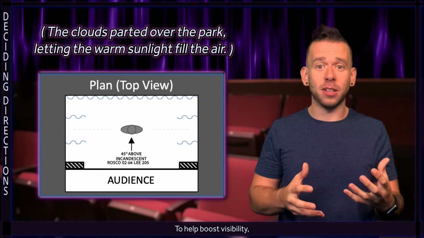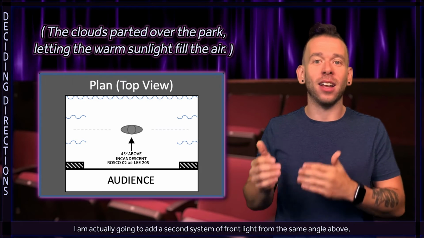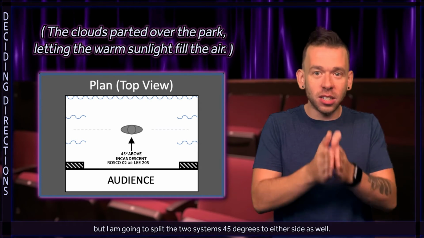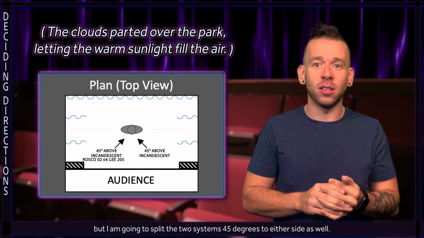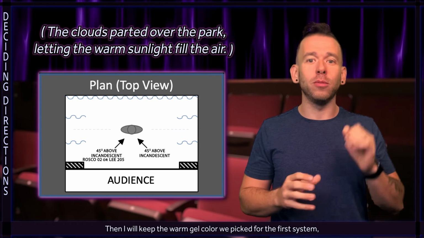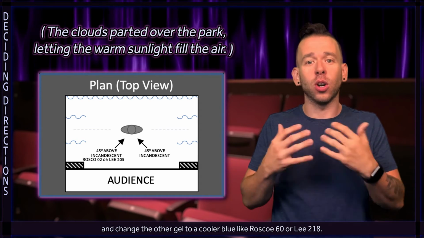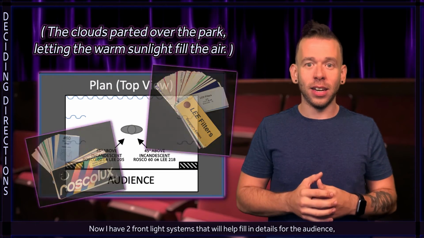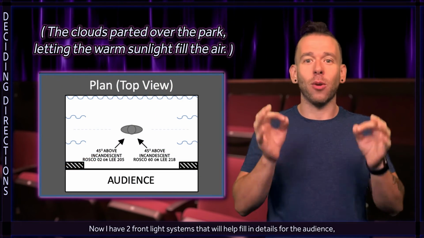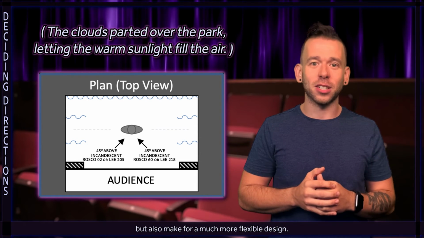To help boost visibility, I am actually going to add a second system of front light from the same angle above, but I'm going to split the two systems 45 degrees to either side as well. Then I will keep the warm gel color we picked for the first system and change the other gel color to a cooler blue like Roscoe 60 or Lee 218. Now I have two front light systems that will help fill in the details for the audience, but also make for a much more flexible design.